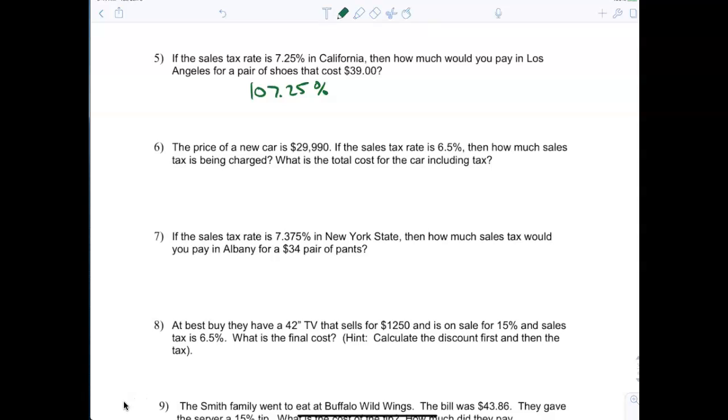Now remember, it's kind of what we did yesterday. So what's the price of the shoes? So now what do I do with the 107.25? I'll give you a little hint. Multiply. You with me? Now how do I change 107.25% to a decimal? Yeah, so what is the decimal there? Come on.